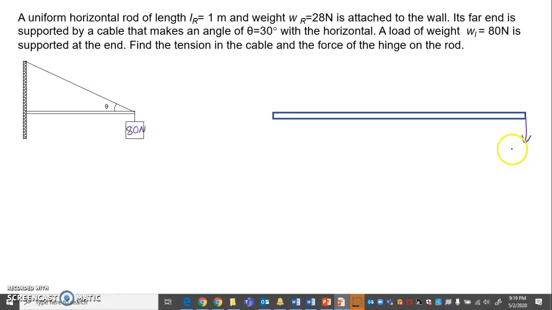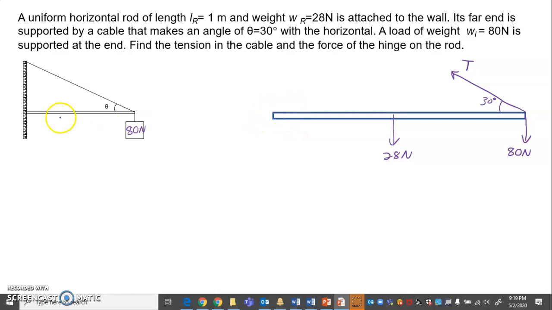Remember, the location of the forces is super important. So we have the 80 Newton force acting at the right end, and then we also have this tension force, and that's acting all the way at the right end as well. And we see there's a 30-degree angle with the horizontal. We know the beam itself has a weight of 28 newtons.